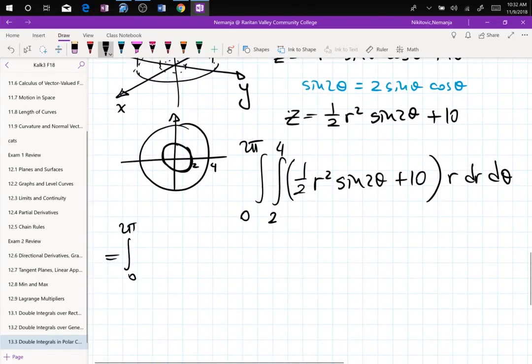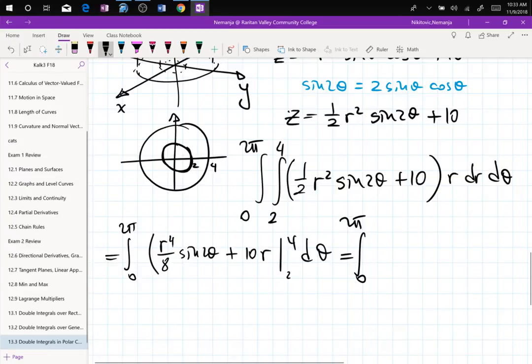I'm just gonna fly through this, and then we do the rest of the stuff. This is gonna be r cubed, so r to the 4/8. Copy sine 2 theta, it's a constant, plus 10r from 2 to 4. We still have d theta to worry about, 0 to 2 pi. Plug in 4, that's r to the 4, that's 256. Oh, wait, I can kill 1 r. So 64 and then 32. Is that 32? That's true, that's 5r squared. Yep.